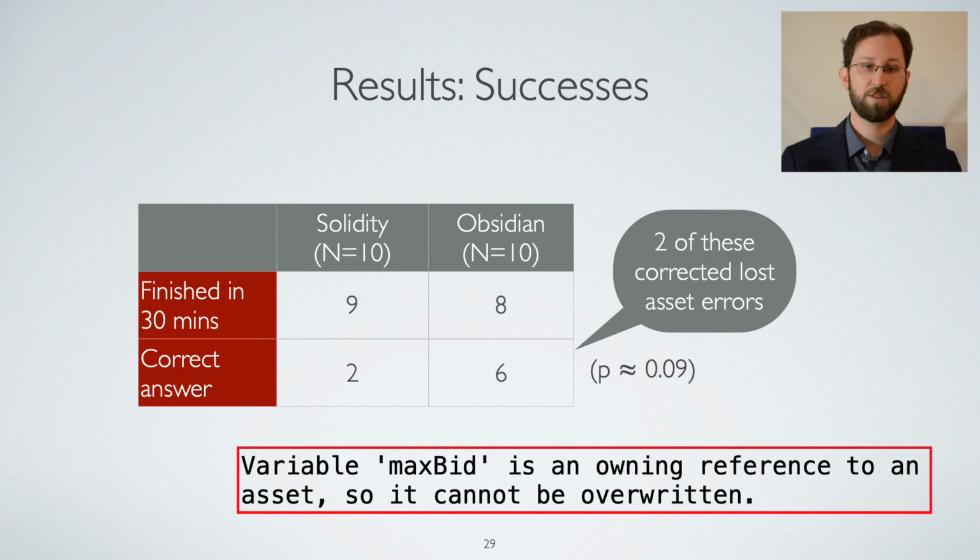You can see that 2 of those who finished correctly lost assets. In the Obsidian condition, which I'm talking about, the error message that people got would look like the following one at the bottom. Variable max bid is an owning reference to an asset, so it cannot be overwritten. So this served as a reminder to people to avoid overwriting assets.